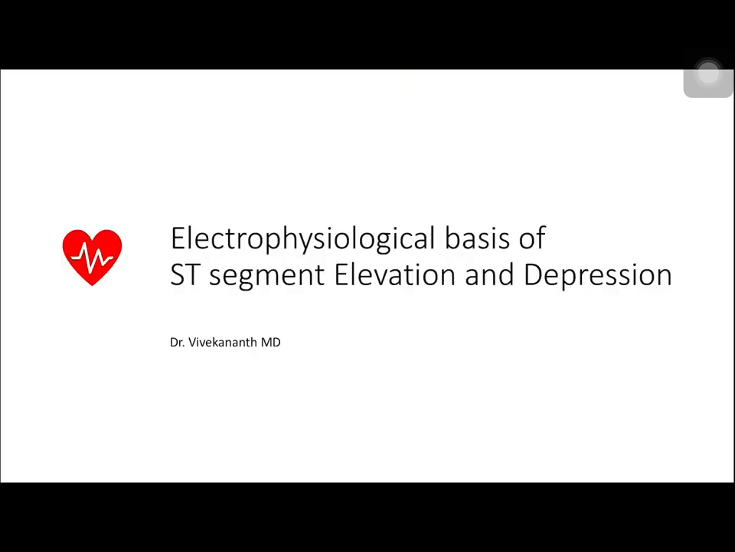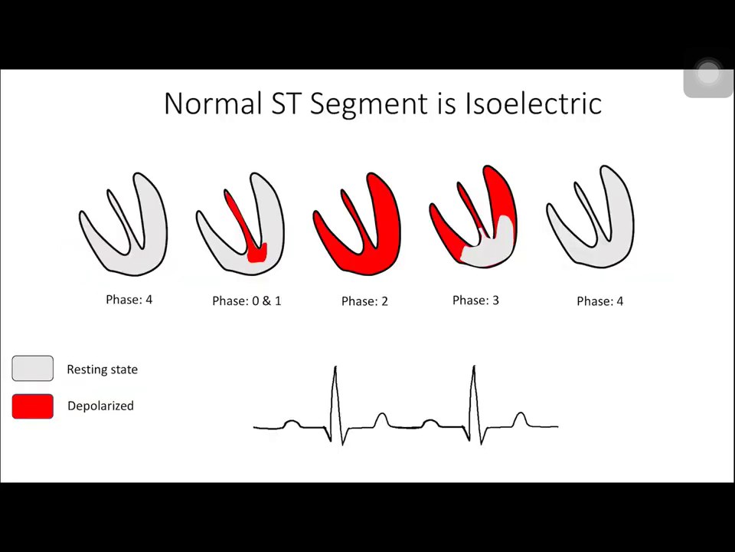In this video, we are going to discuss the electrophysiological basis of an ST segment elevation and an ST segment depression. Let's start with the normal ST segment. Normal ST segment is isoelectric, which means the entire myocardium is electrically in the same state. Like this is an isoelectric line. It happens at the PR interval, ST segment and TP segment. So these are the regions where the segment is supposed to be isoelectric.